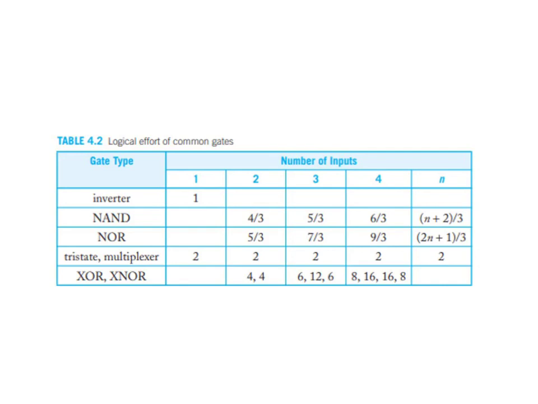In summary, this table gives you a summary of the logical effort of common gates, that is the G value of common gates. We have seen that for a unit inverter, of course, the logical effort is equal to 1, whereas for a 3-input NAND it's 5/3, and a 3-input NOR is 7/3. This table also gives you formulas for an N-input NAND, NOR, tri-state multiplexer, and XNOR and XOR gates.